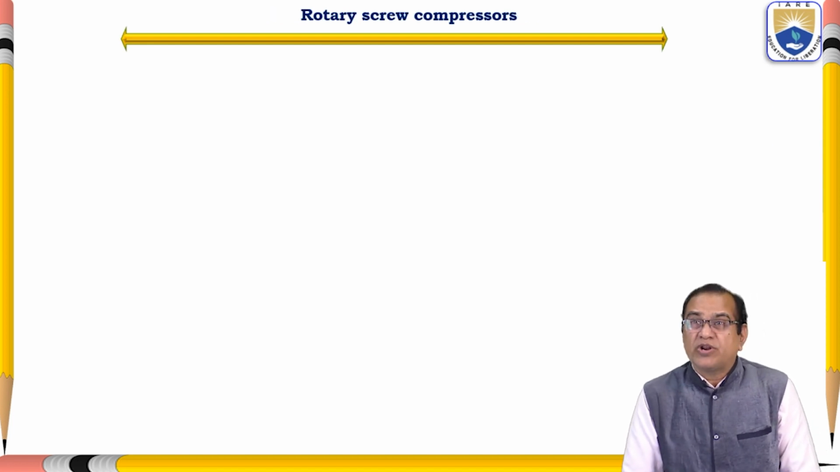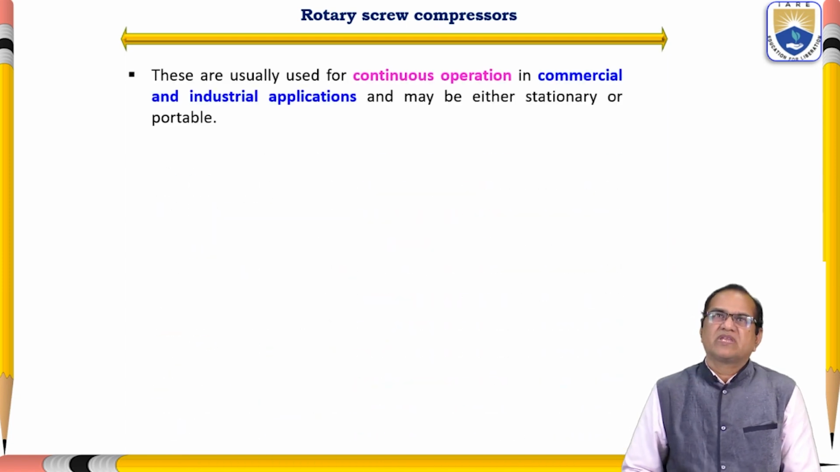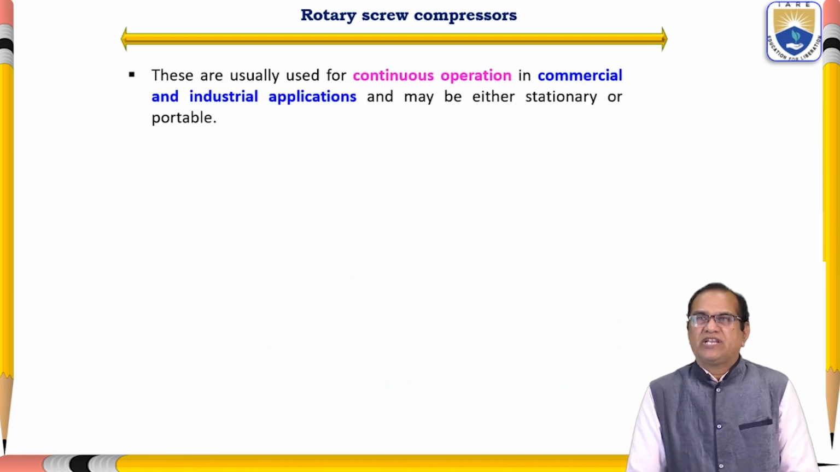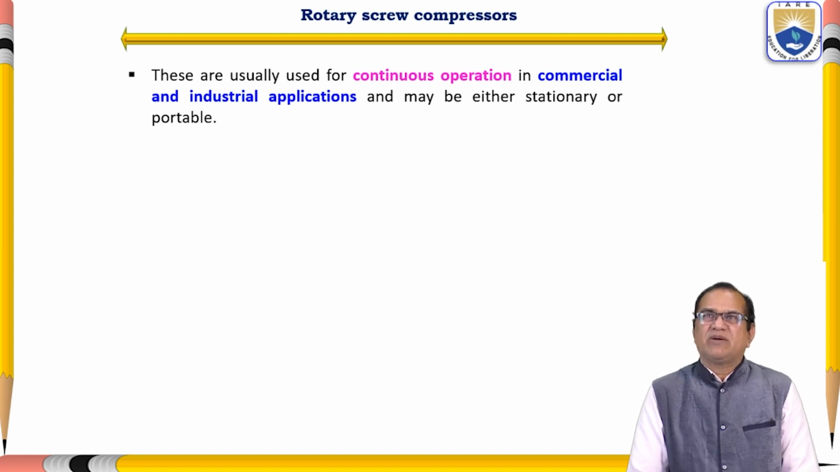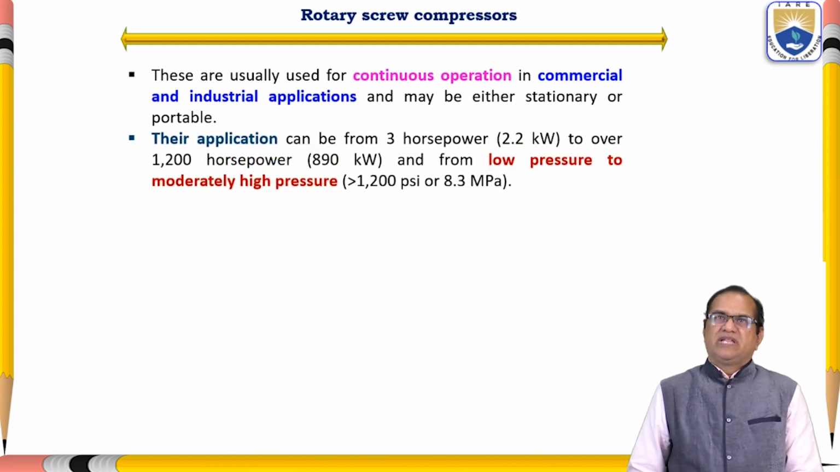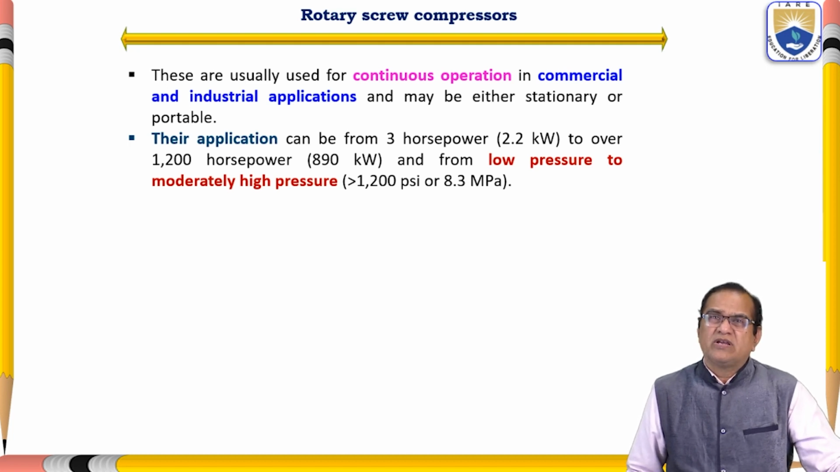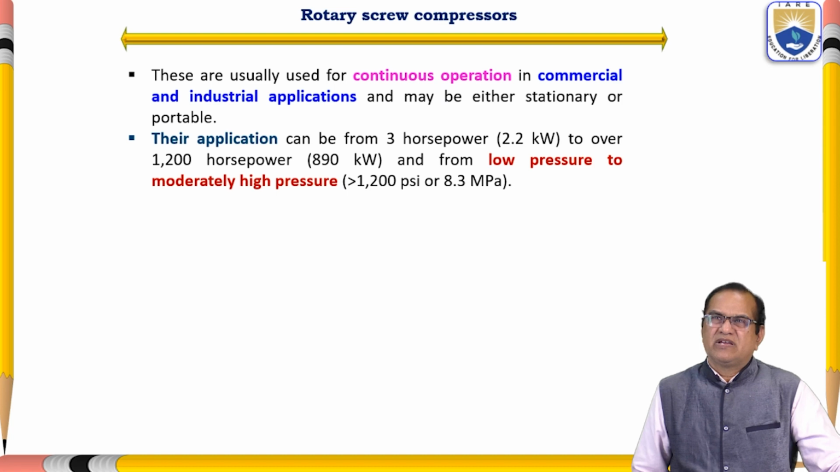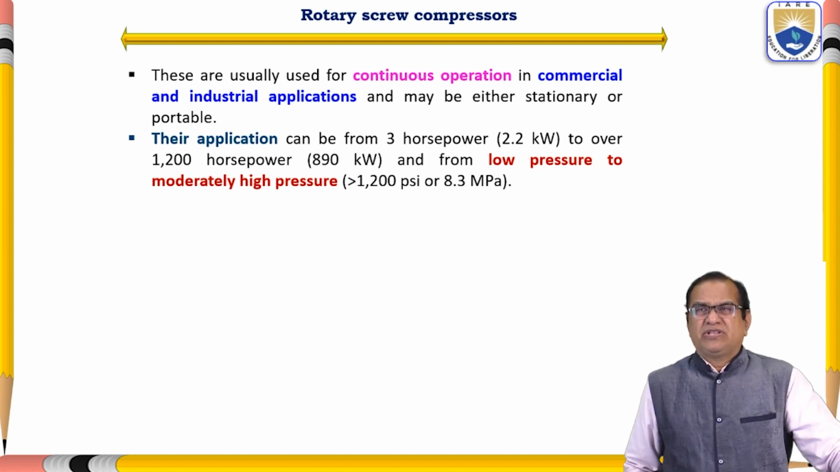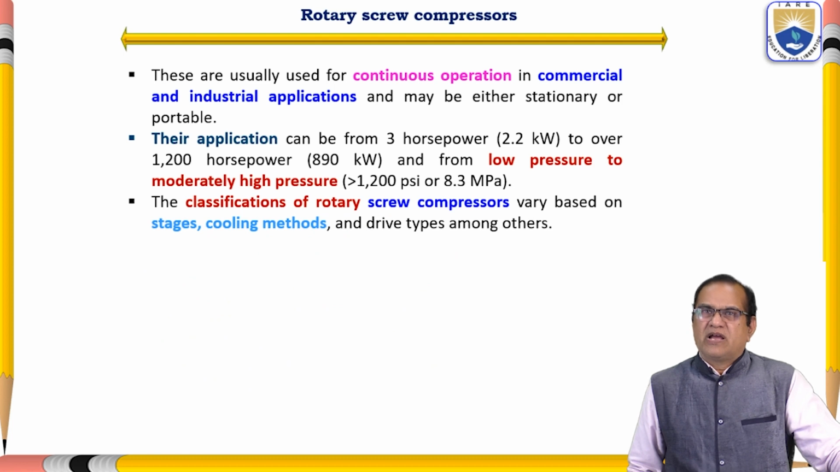Now I will discuss the rotary screw compressors. These are usually used for continuous operation in commercial and industrial applications, and may be either stationary or portable. Their application can be from 3 horsepower to over 1200 horsepower, and from low pressure to moderately high pressure we can use this type of compressor.